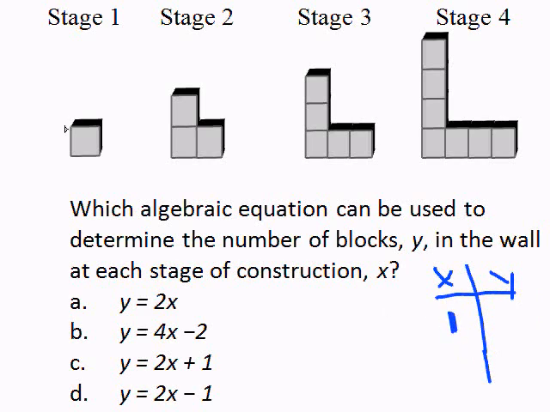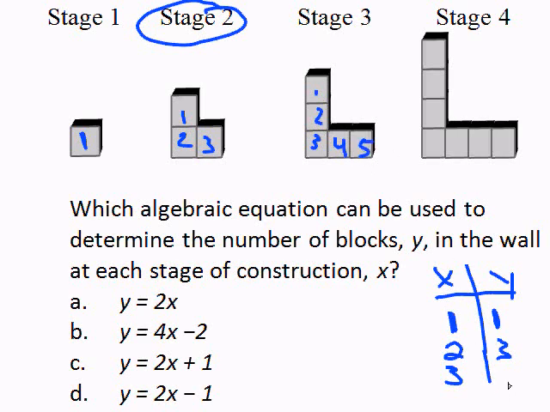At stage 1, notice there's just 1 block. At stage 2, that's this stage right here, there are 1, 2, 3 blocks. At stage 3, there are 1, 2, 3, 4, 5 blocks, and so on. Generally, within 3 stages, you should be able to find the correct pattern.